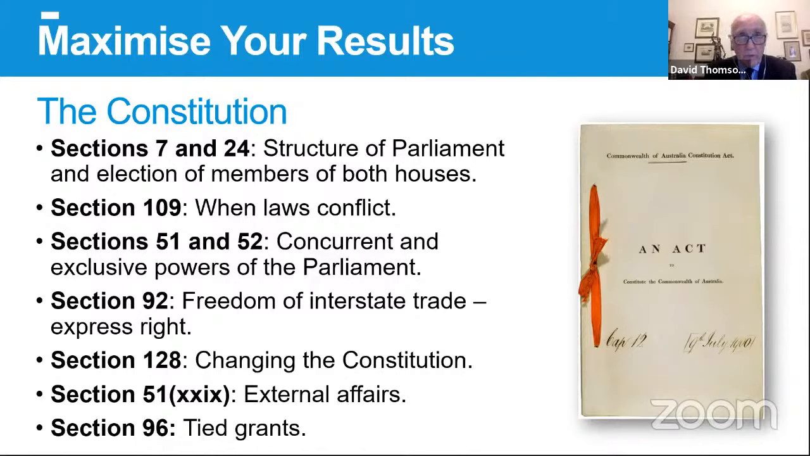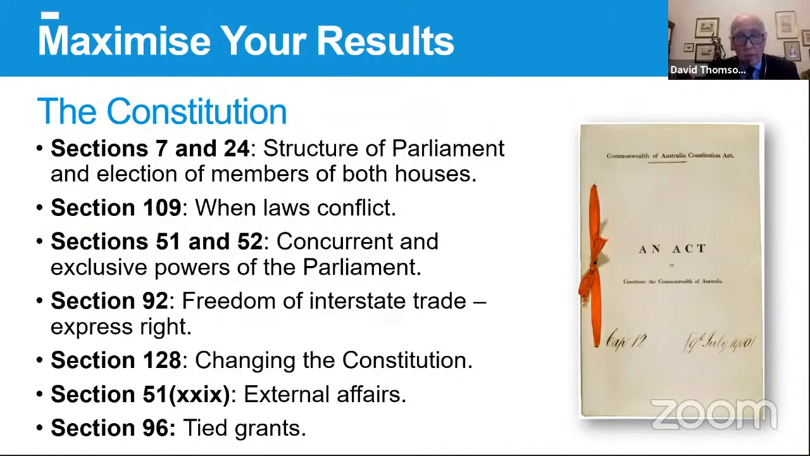Can't be used for something else. So if it's given for a particular road in a particular place, that's where it's got to be built. Now, you may have looked at some other sections of the Constitution, but those are the ones that are fairly important, and they're the ones that can crop up in exam questions. So it's a good idea to have a look at those.